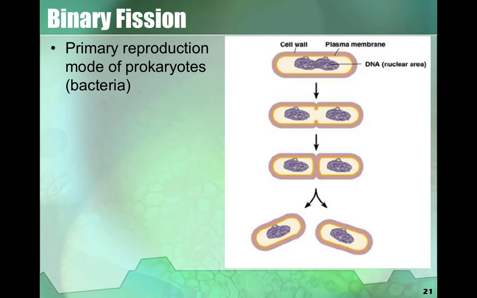Binary fission. Binary fission is nothing more than how a prokaryote, a bacteria, divides. And remember, it's identical. It's a form of asexual reproduction.